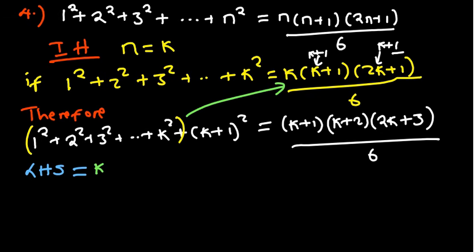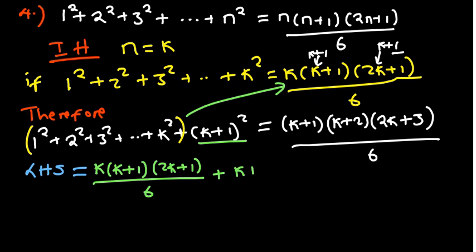So you have k plus 1, 2k plus 1 over 6. Now don't forget that there's also this part which is independent of that. So plus k plus 1 squared. That is for the left hand side.